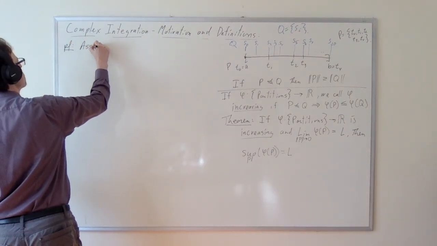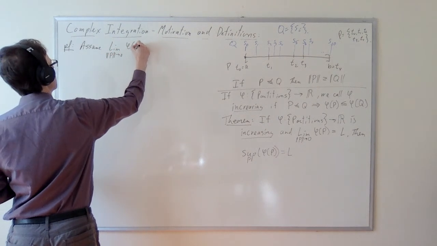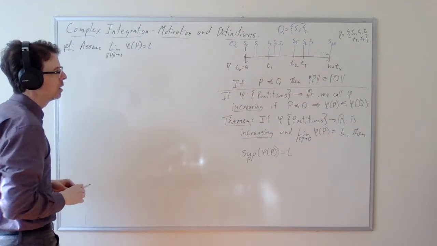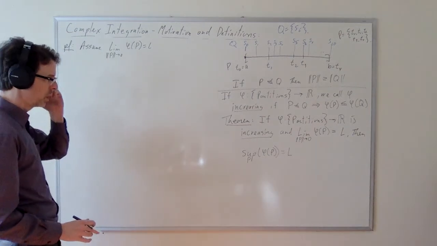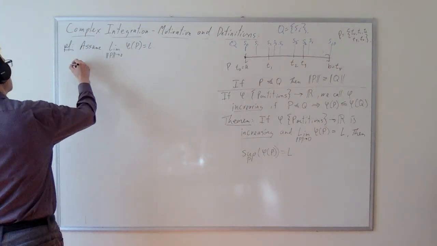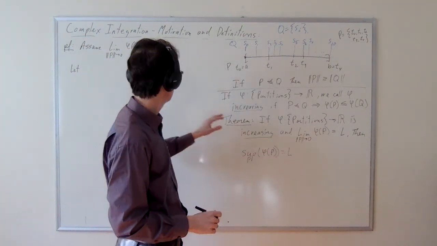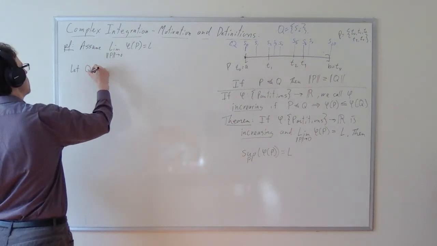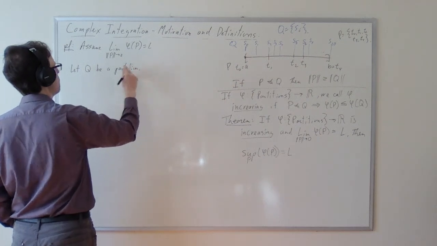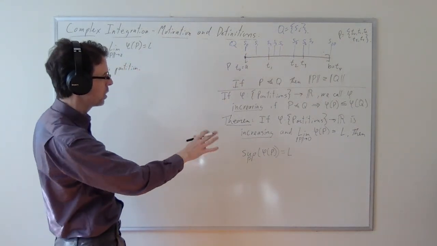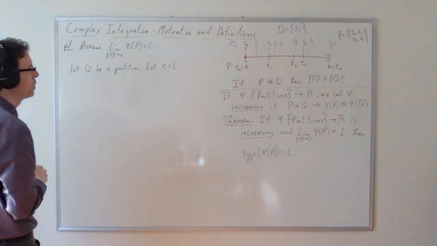So we're going to assume, of course, that the limit as the partition norm goes to 0 of phi of p is equal to L. And now I'm trying to show that the supremum of all of the phi of p's that could possibly exist, over all of the partitions, is equal to L. So what I'm going to do is show that phi of p for any p is always less than or equal to L. Now I want to change the notation here, so let Q be a partition. We're going to show that phi of Q is always less than or equal to L.